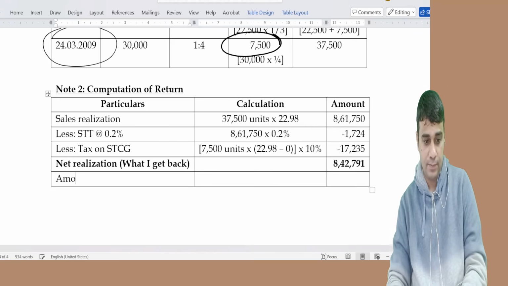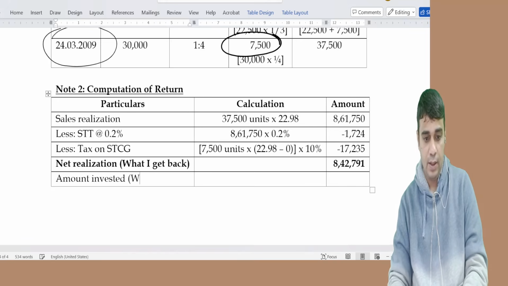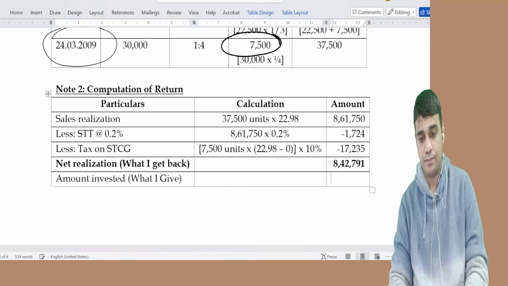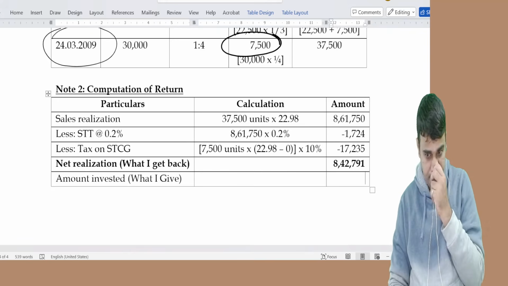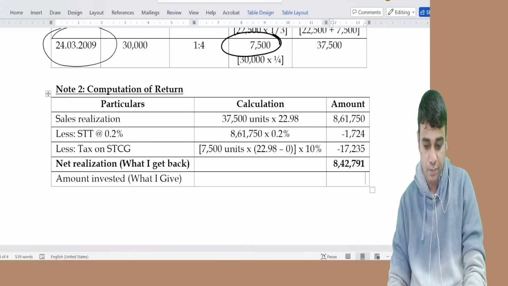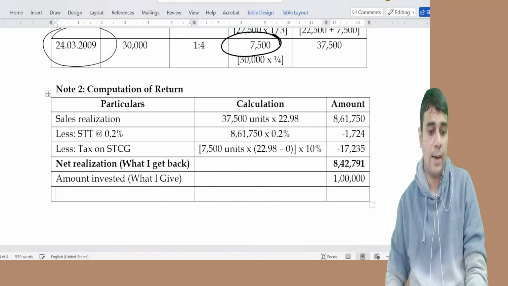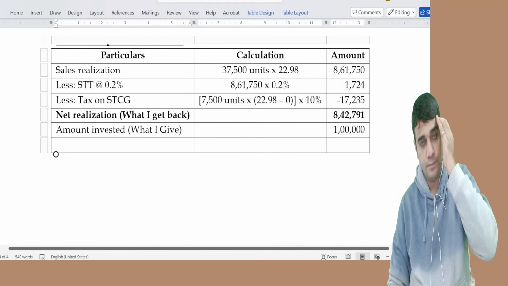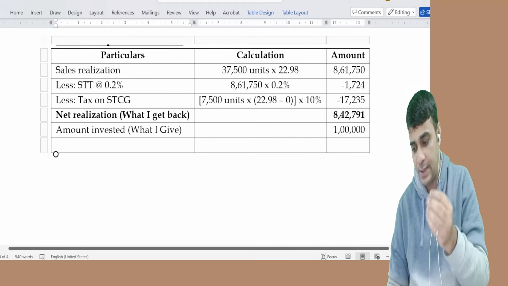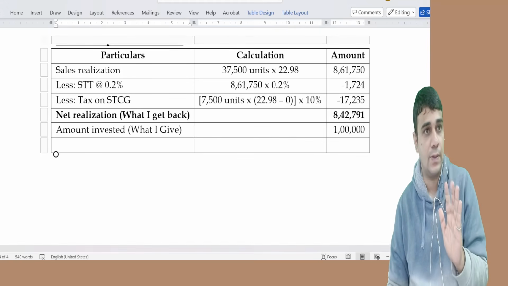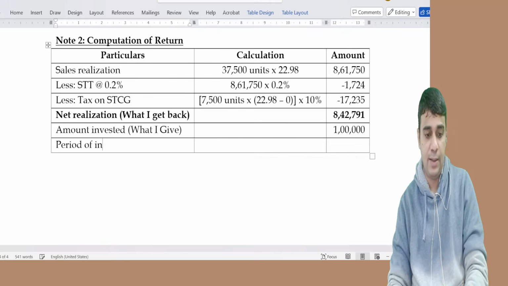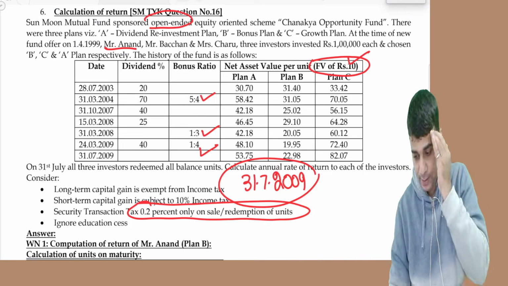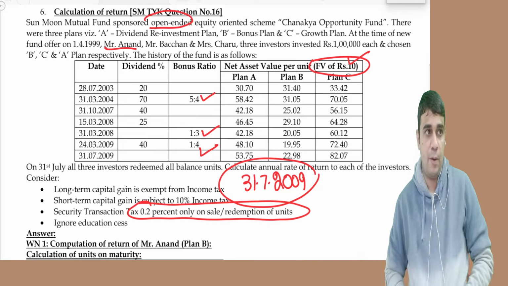Amount invested, in bracket, what I give: 1 lakh. We'll use the formula now, but before that, I just want to write one more item. Any doubts till this first? Clear? Period of investment. Can you calculate and tell me how many months or years is our period? Calculate it properly.